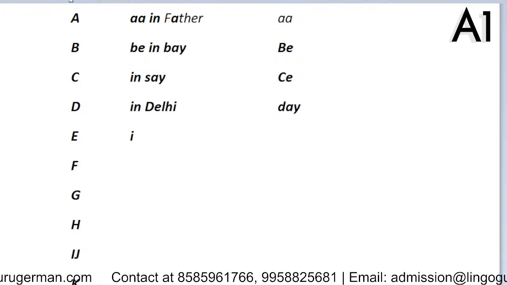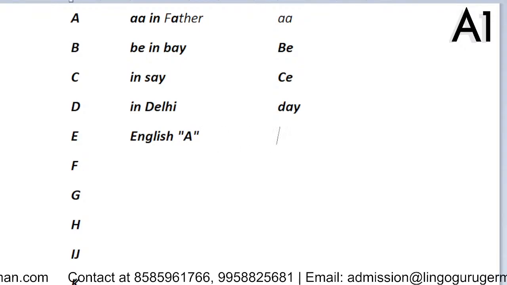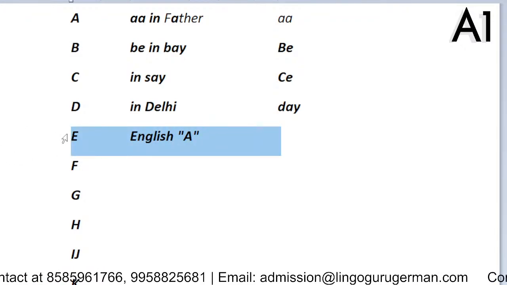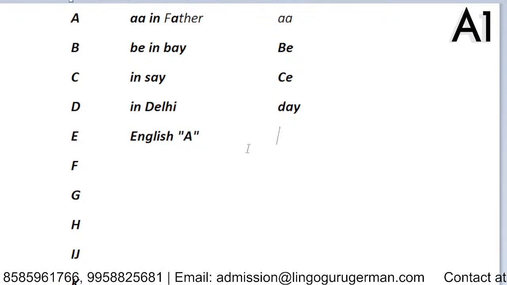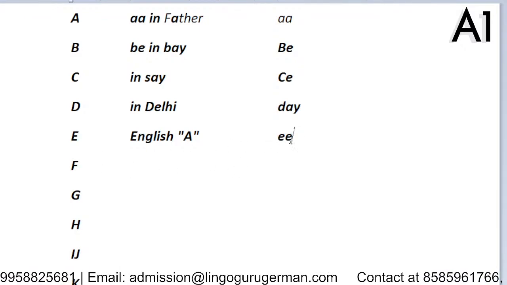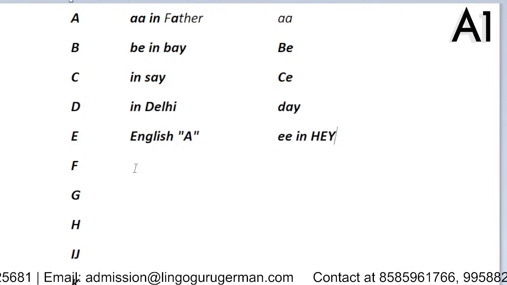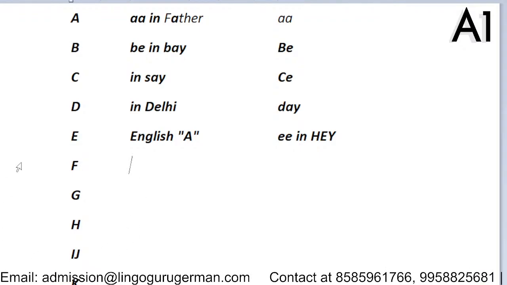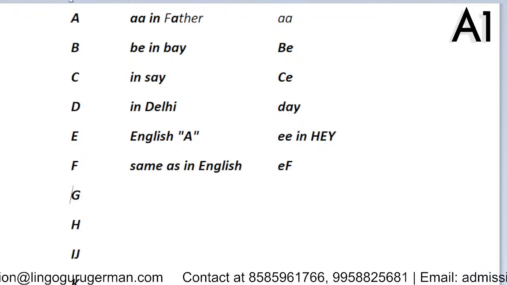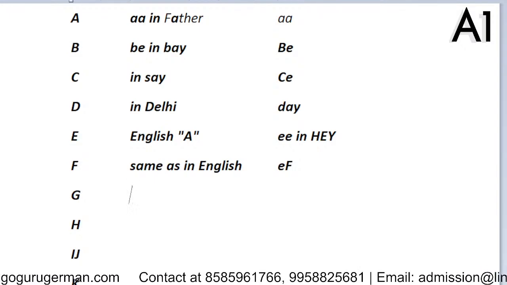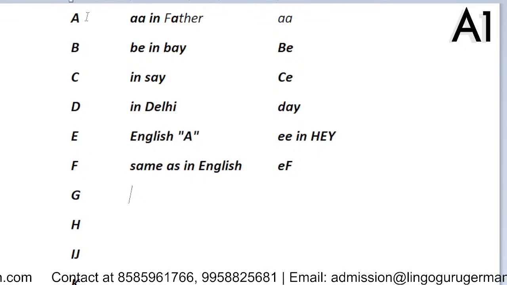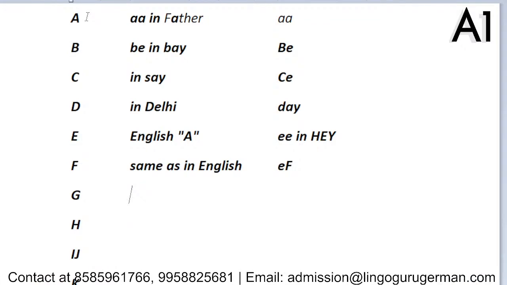We have E, it's my English vowel. The way we pronounce it in English, the same way we pronounce it here. The sound is always that sound. Then F, same as in English. A, B, C, D, E, F.